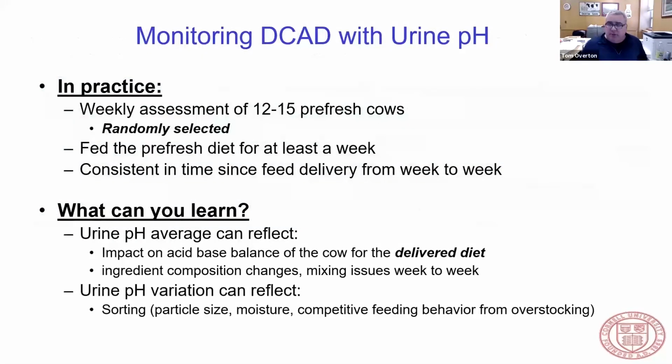So one of the things we talked about was urine pH, and again, it's a great monitor not only of DCAD diet implementation, but it's actually for herds that are feeding anions, it's a fantastic monitor of feeding management. And so, in practice, we'd like to see upwards of 12 to 15 cows. There's really no reason to go beyond that. I would say get as many as you can, depending on herd size, and no more than 15 probably gives you a good idea of where you're at from a herd standpoint.